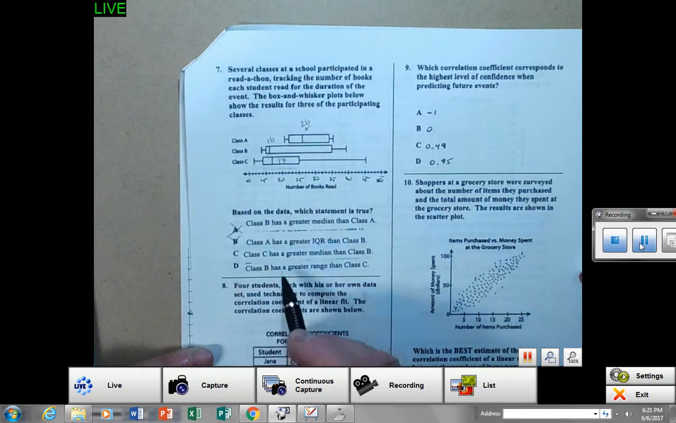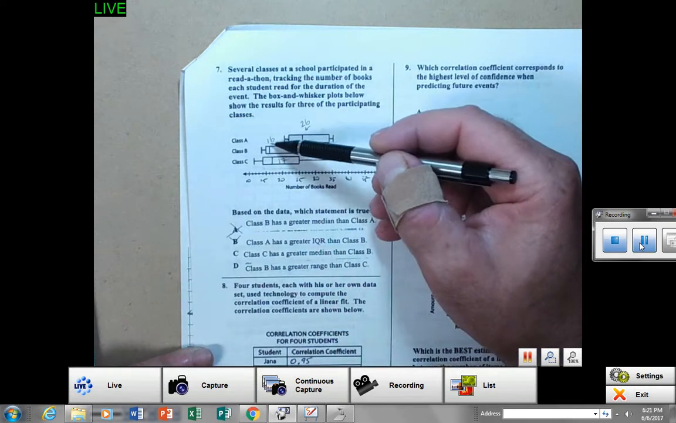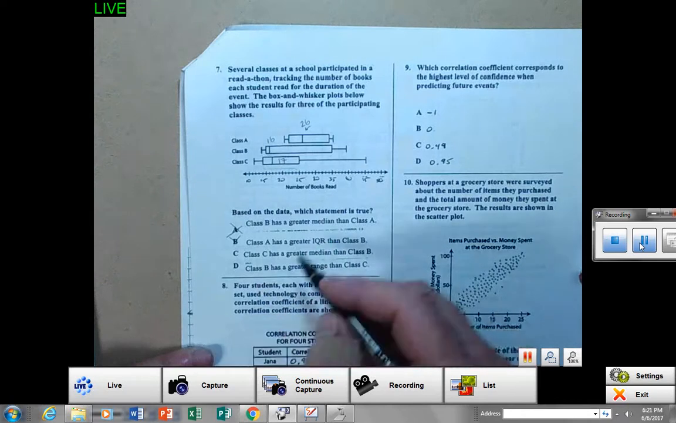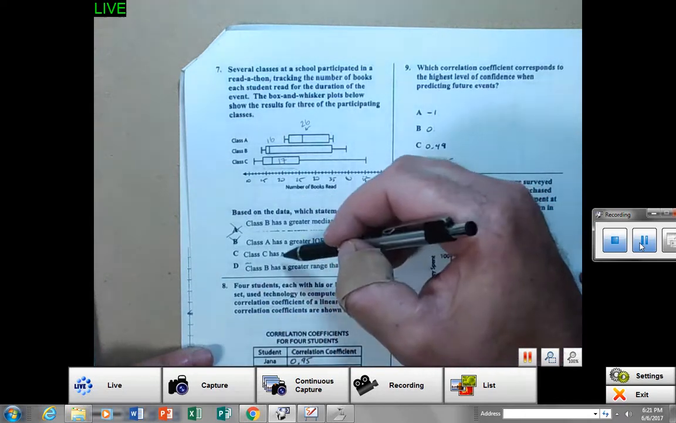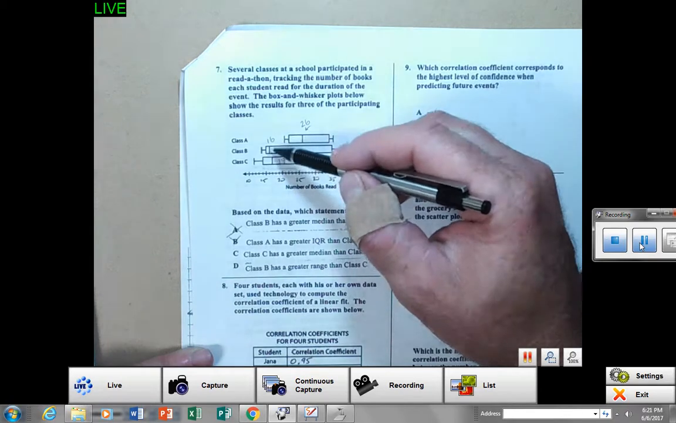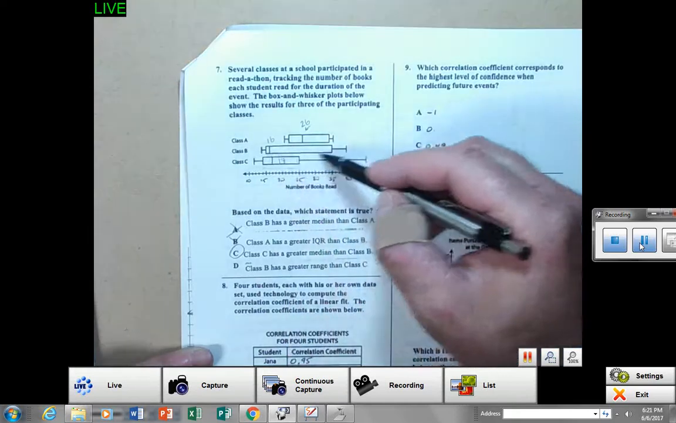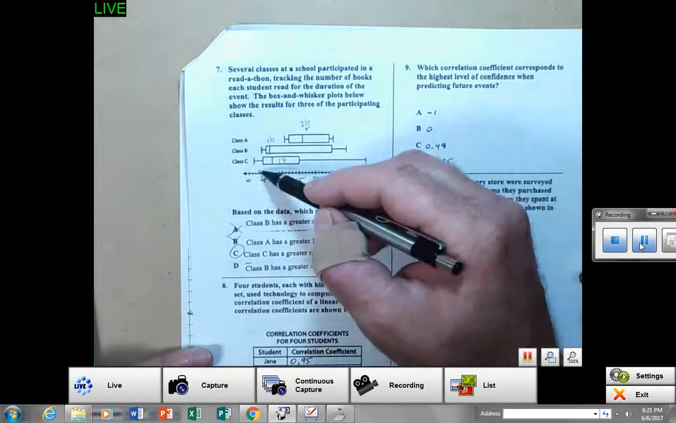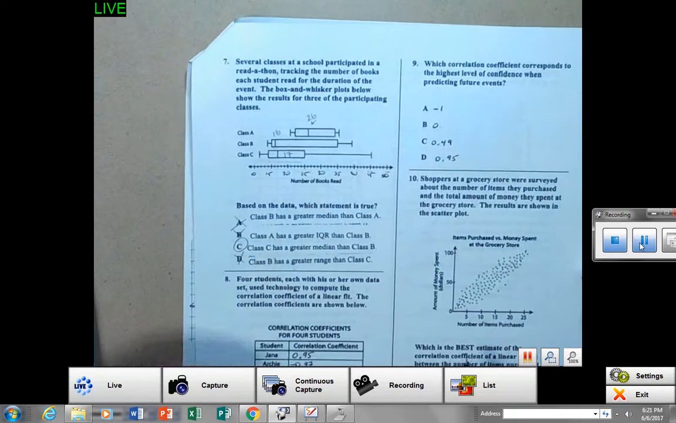Next, Class C has a greater median than Class B. That would be true. Class C has a median of 17, where Class B has a median of 16, so that is true. Class B has a greater range, so yes, this is, oh, nope, that's not true. C has a longer range than B, so that one is not true.